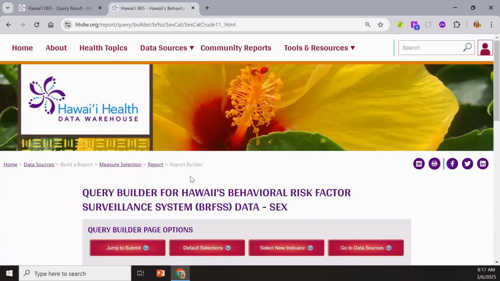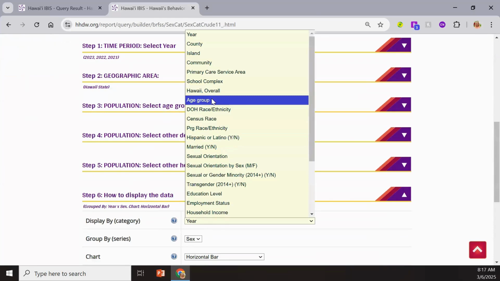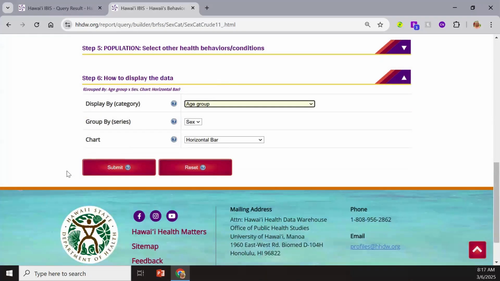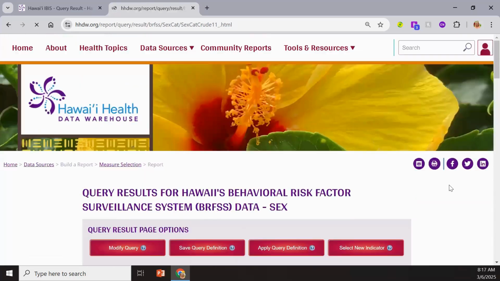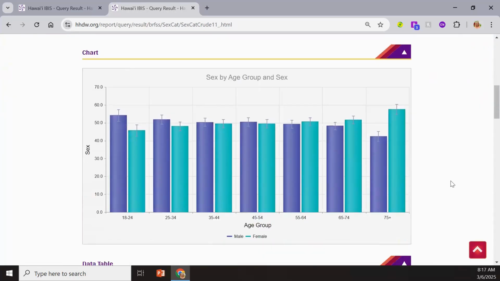But before we do that, let's look and see if there is a difference in age distribution by sex. I'm just going to jump right in and modify the query. And we'll look at it by age group and sex. One of the other options with the modified query is you can change the way the chart is visualized. So for something like this, I tend to do the grouped vertical bars.